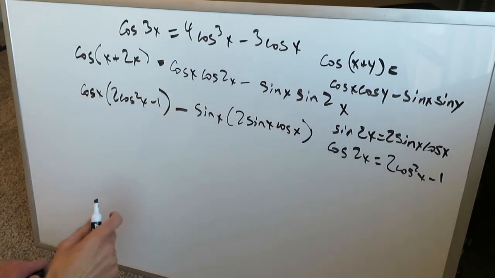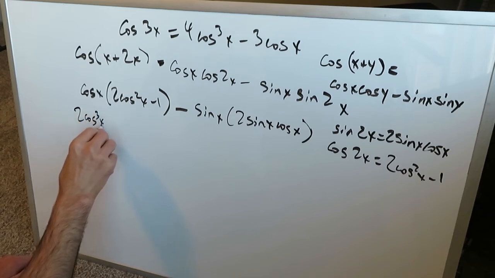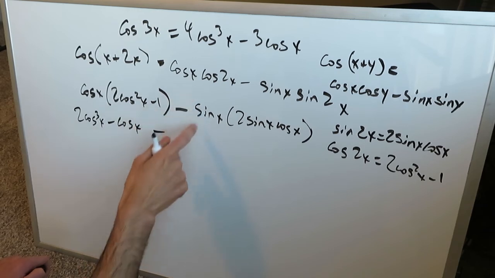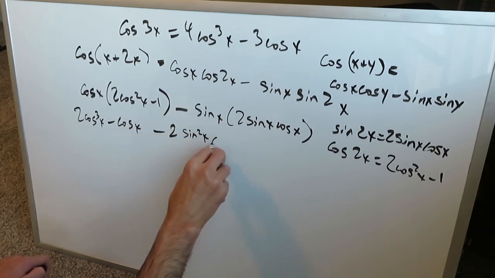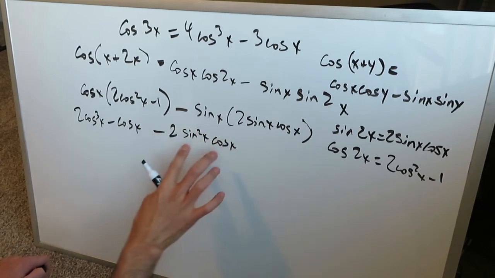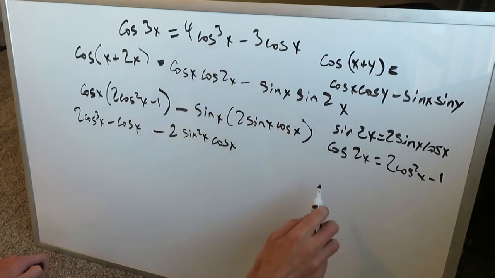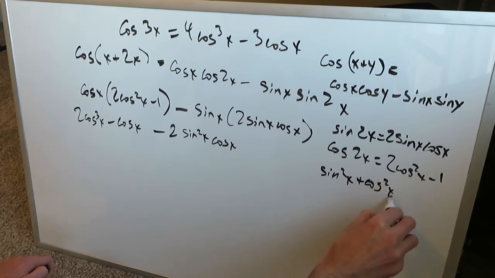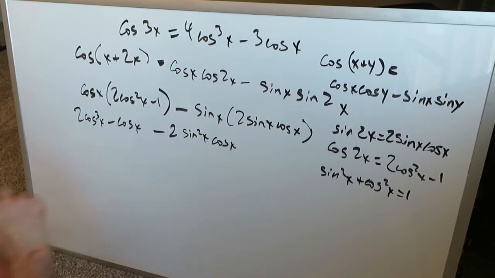This will be a little bit of work, but it won't be hard. You have to open this up. You'll get 2 cosine cube x minus cosine x minus 2 times the coefficient here is a 1, you get a 2 sine x, you get a sine square x cosine x. All I've done is just open this entire thing into this. But I know I still have to do something with this sine square x because I need everything in cosine. And you have to use this trigonometric identity, the Pythagorean identity, where you solve for sine square x, you get 1 minus cosine square x.